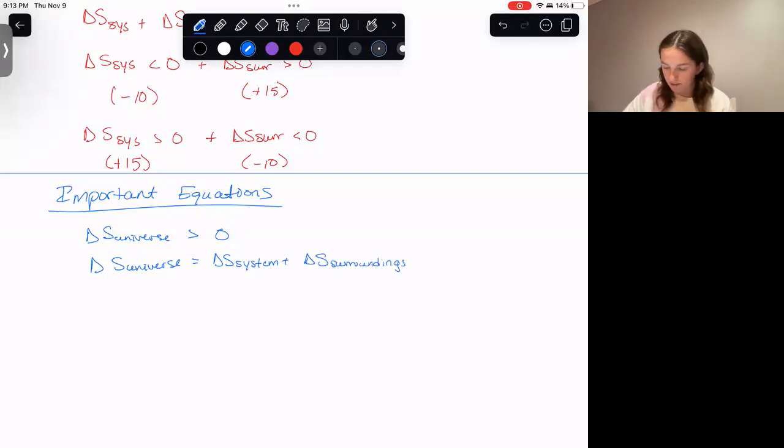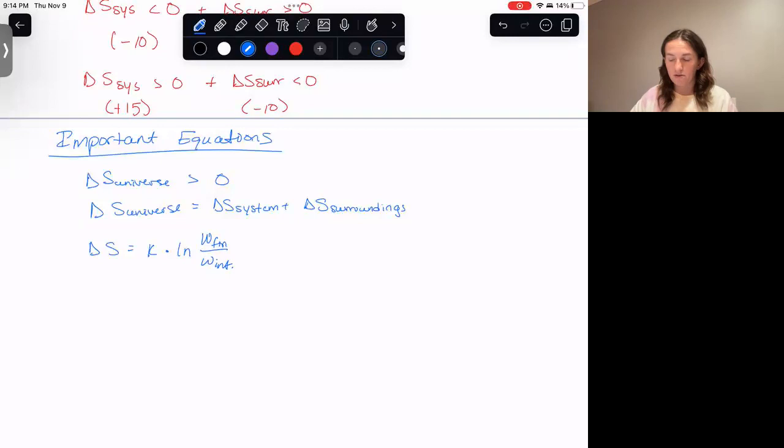Okay, you have your Boltzmann equation, which is delta S is equal to k, which is a constant that's given to you, times the ln of W final over W initial. And these are your state functions at the beginning and end of the reaction. If something has more microstates at the end than at the beginning, then you're increasing entropy. And if you have fewer microstates at the end than at the beginning, then you would be losing entropy, right? Microstates relate to the entropy of the system, so the more microstates you have, the more disorder you have.